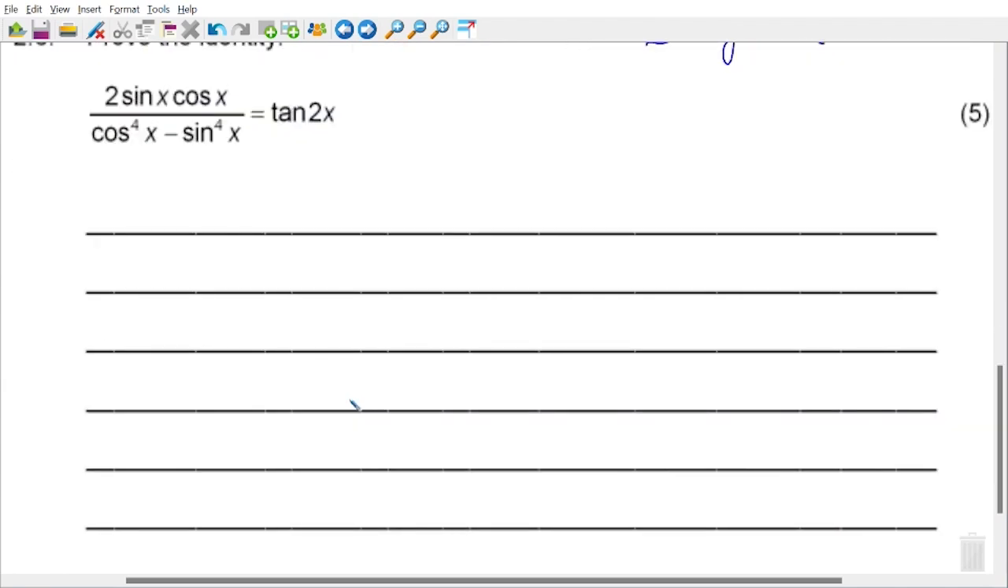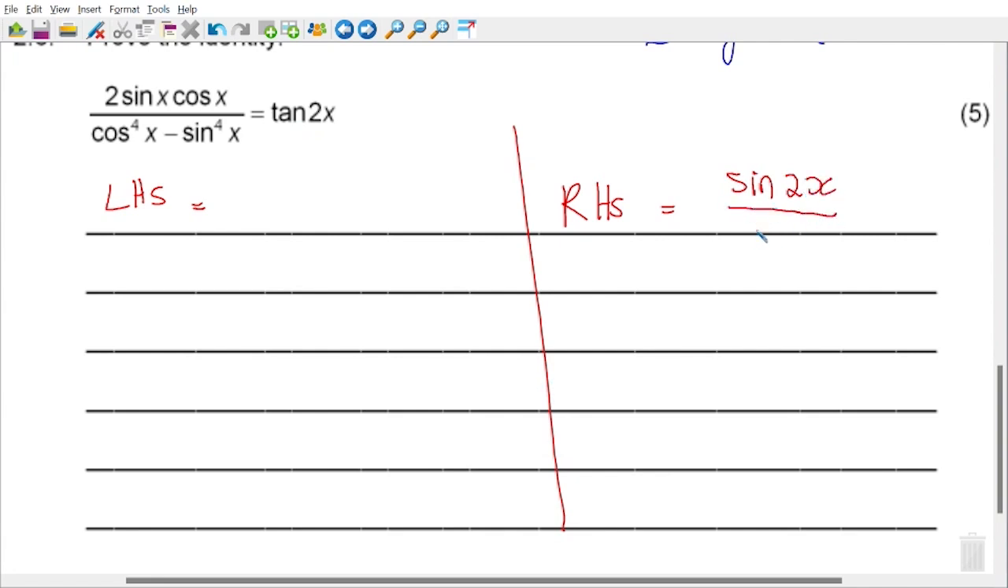Right, let's see if we can prove this identity. Remember, the key thing when we try and prove an identity is we only work with one side at a time. So let's have a look. Now this one's not necessarily all that tricky, but just a reminder that the very worst thing you can do is to do nothing. So even if you just happen to know that tan of 2x is the same as sine of 2x over cos of 2x, you've already got yourself a mark. Okay, let's look at the left-hand side though.